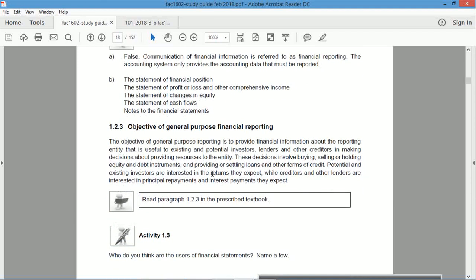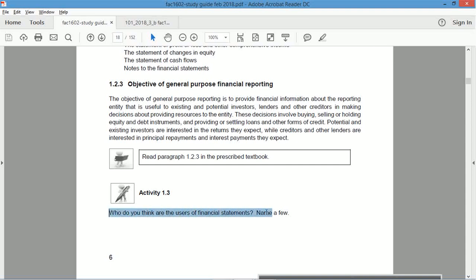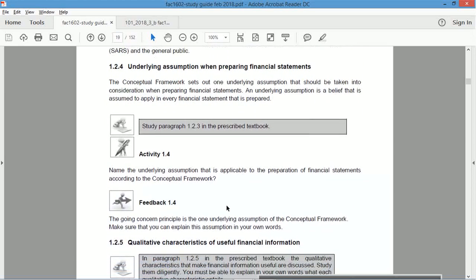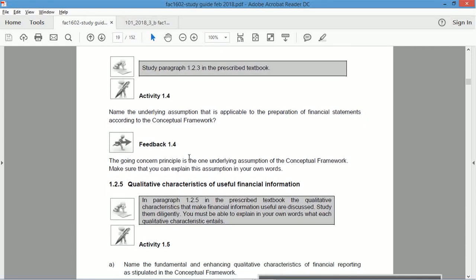The objective is decision-making information, and then they ask who you think the users are that we spoke about last week. You get internal and external users. That's fine. Bank, shareholders, investors. Yes. Okay, suppliers, creditors, debtors, all of them. Name the underlying assumption that is applicable to the preparation of financial statements according to the conceptual framework. Here they said going concern.